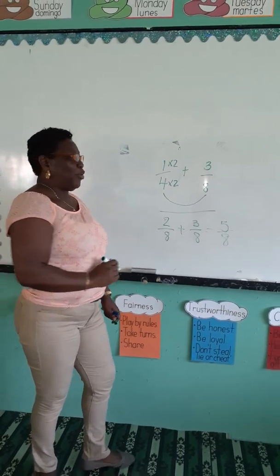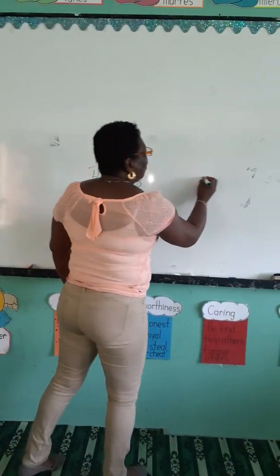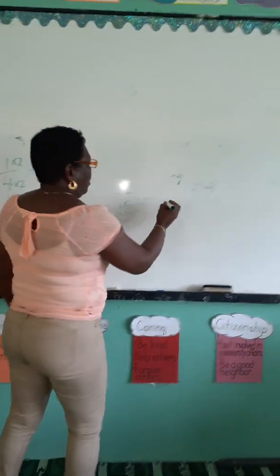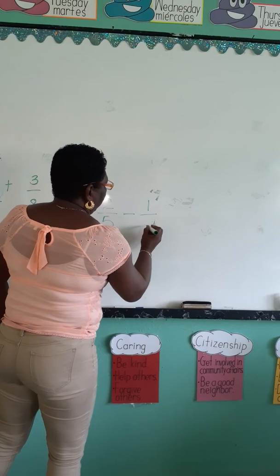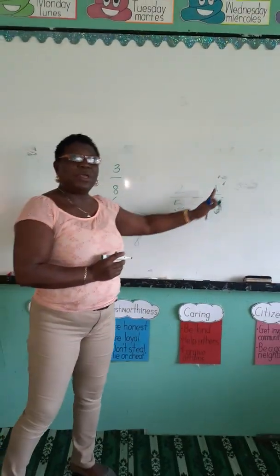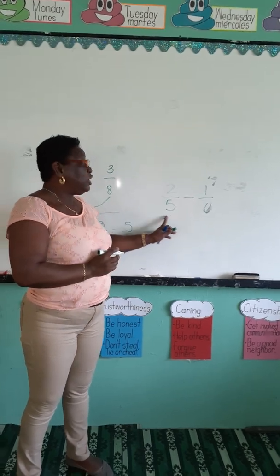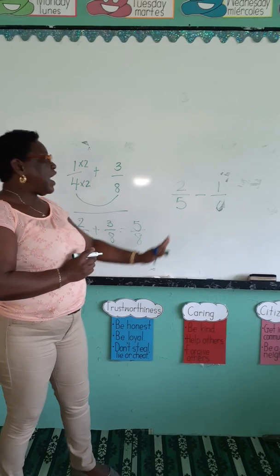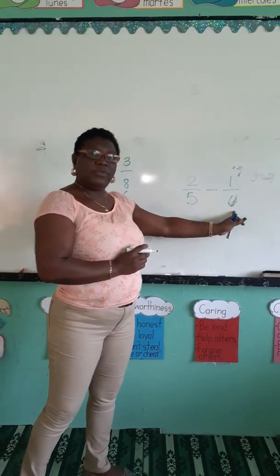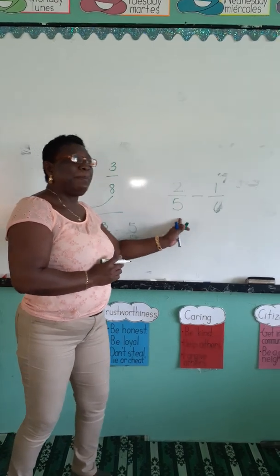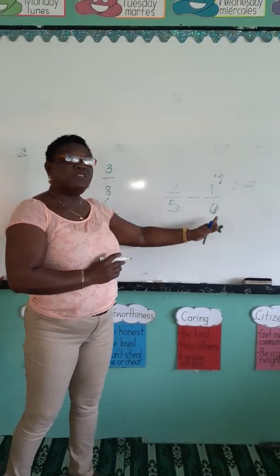Let's look at one more. Let's look at 2/5 minus, take away, 1/6. So 2/5 take away 1/6. The denominators are different. What did we say? We find the bigger denominator, and then we go to the smaller one and see if there's a number that we can multiply with 5 that will give us 6.